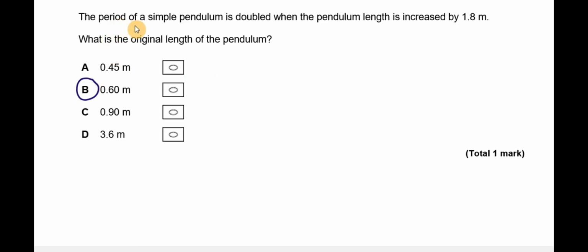So, the period of a single pendulum is doubled when the pendulum length is increased by 1.8 meters. What is the original length of the pendulum?